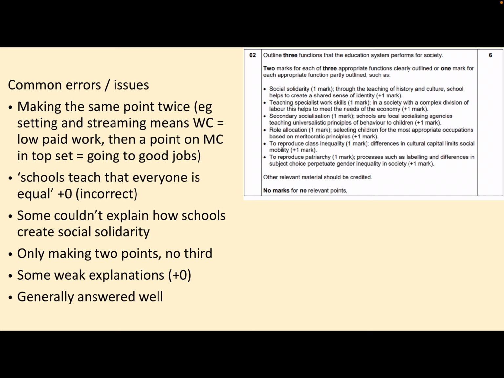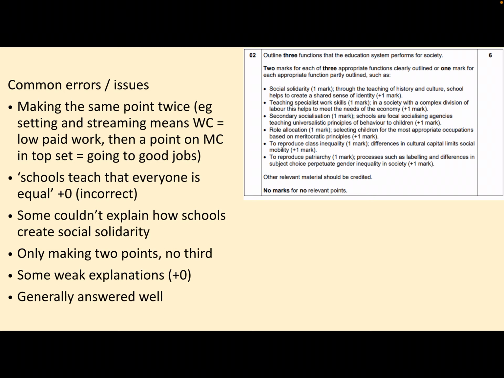Secondary socialisation, I've mentioned briefly, 1 mark. Schools are socialising agencies and teach shared norms and values and behaviour to children, another mark. You could have also said the hidden curriculum is there to socialise students to the norms and values expected in the workplace. You could have also had a point on the hidden curriculum teaching students to listen, to take orders, to respect hierarchy for the workplace. Role allocation came up lots, which is great: selecting children for the most appropriate occupations based on meritocratic principles.